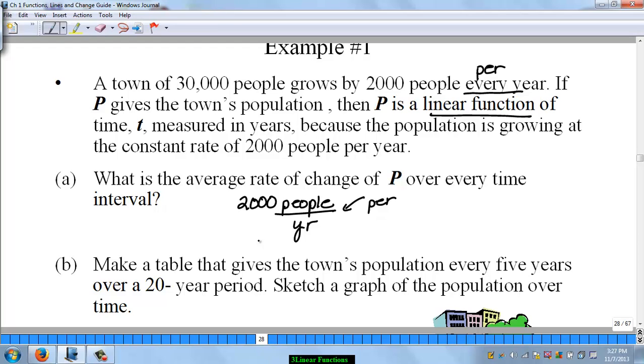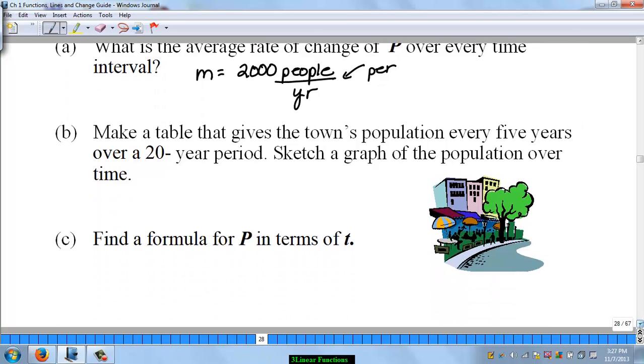Okay? We're going to show a table on the next one how to do this, but let's figure out what a linear formula would be. Well, basically, the average rate of change, again, is your slope. So now I know my slope is 2,000 people per year. If my linear function, and we're going to find a formula for this, is y equals b plus mx, we already know the slope is 2,000 people per year. So I've got the 2,000, and I can put the x there.